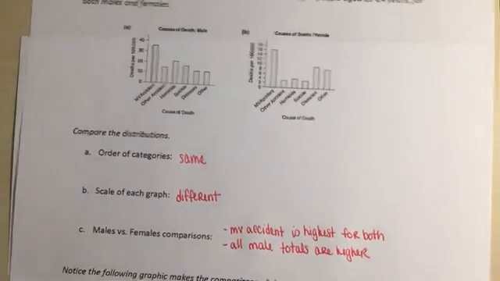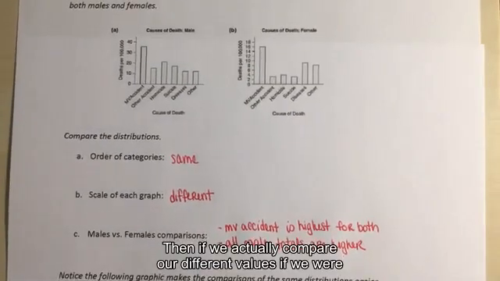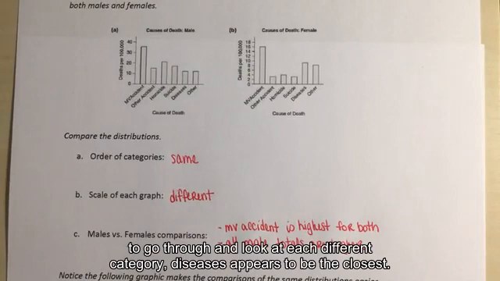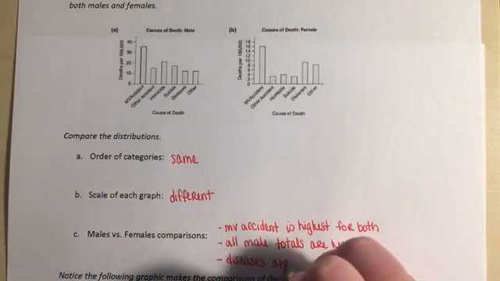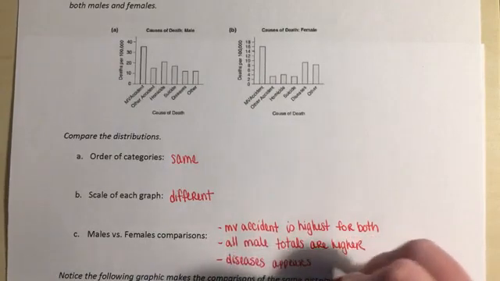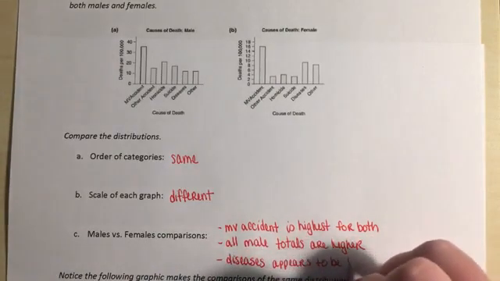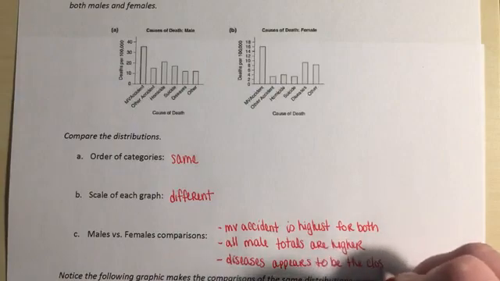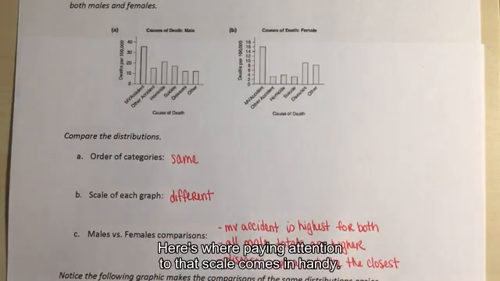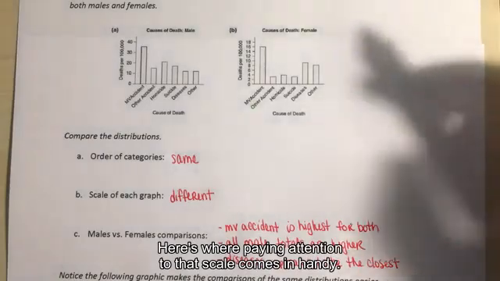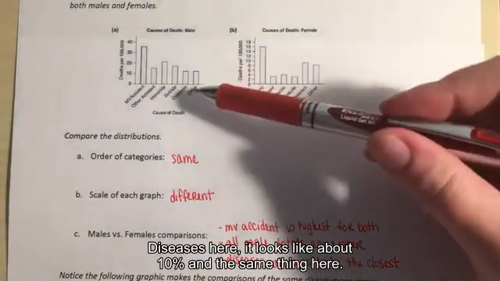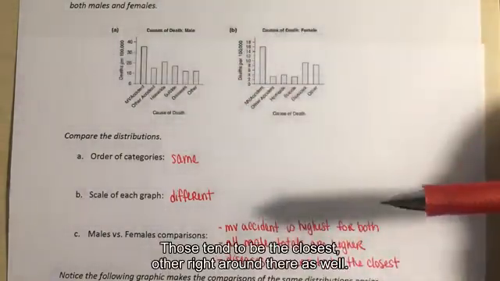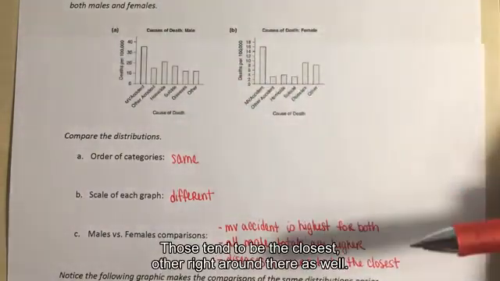And then if we compare our different values, going through each category, diseases appears to be the closest. Again, here's where paying attention to that scale comes in handy. Diseases here looks like about 10%, and same thing here. So those tend to be the closest, with other right around there as well.